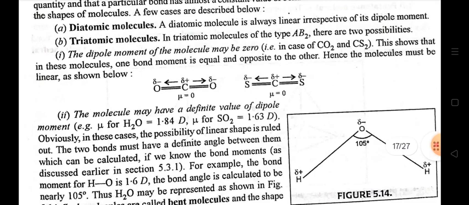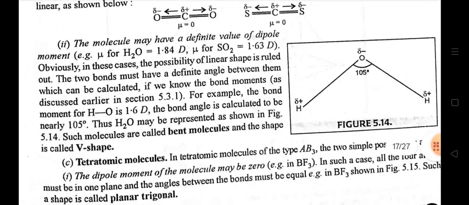Second, the molecule may have a definite value of dipole moment, that is, mu for water is 1.84 Debye, mu for SO2 is 1.63 Debye. Obviously, in this case, the possibility of linear shape is ruled out. The two bonds must have a definite angle between them, which can be calculated if we know the bond moment, as discussed earlier in section 5.3.1. For example, the bond moment of O-H is 1.6 Debye and the bond angle is calculated to be nearly 105 degrees.